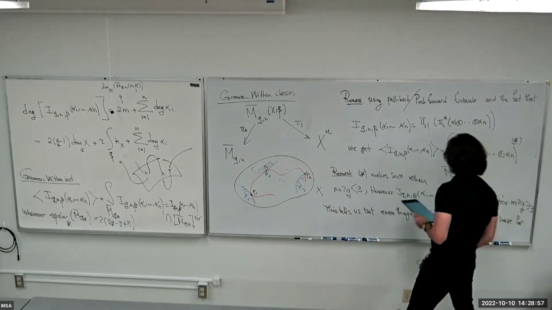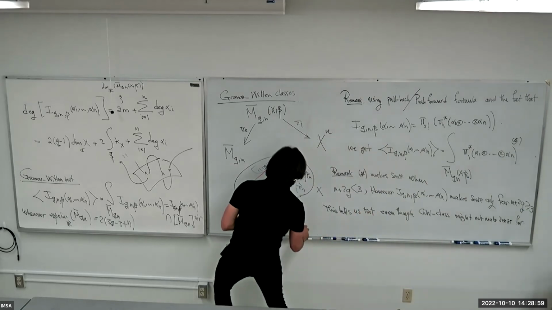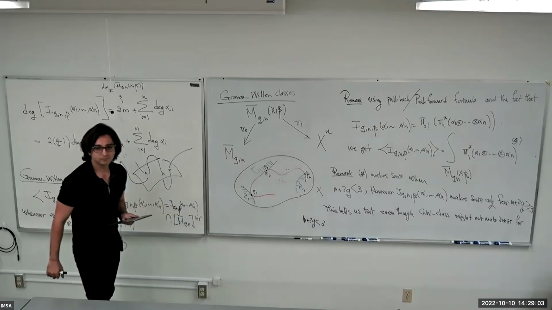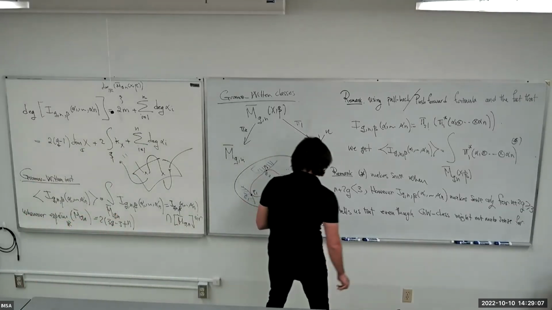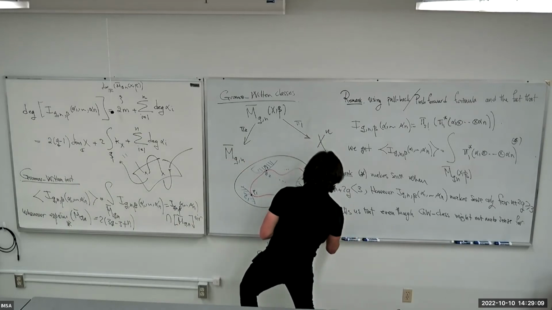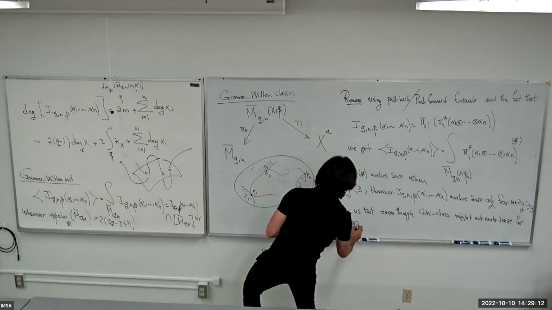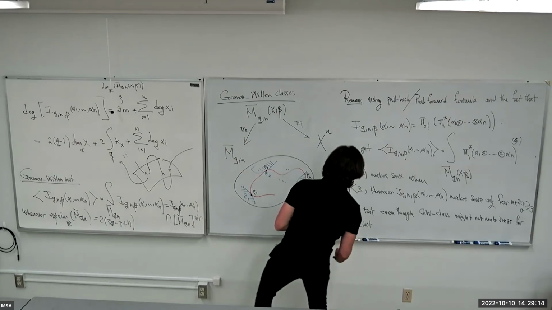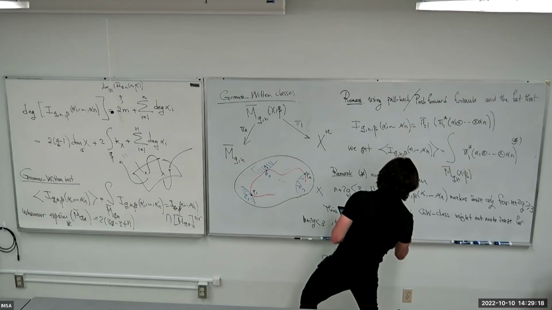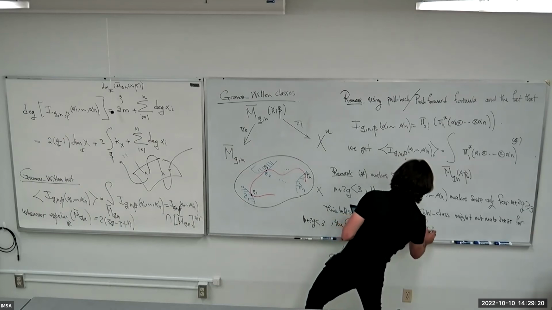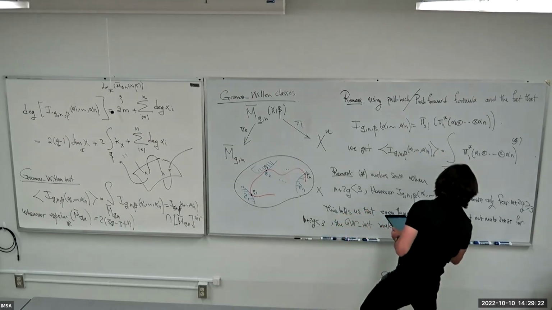for n plus 2g less than 3, the Gromov-Witten invariant, meaning the integral, makes sense for all g and n.